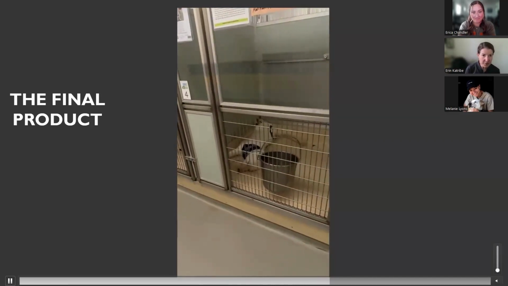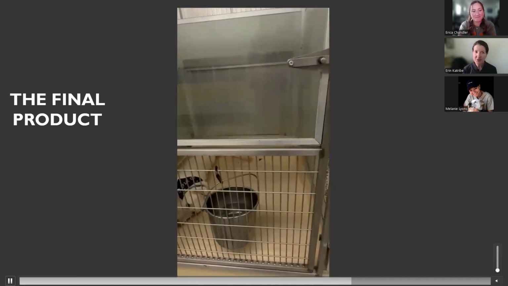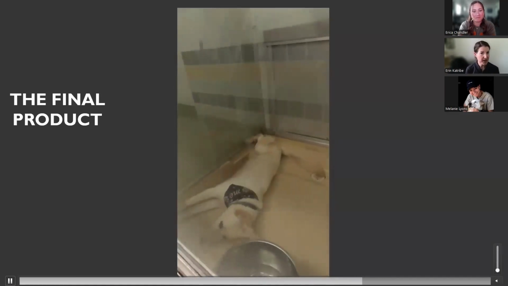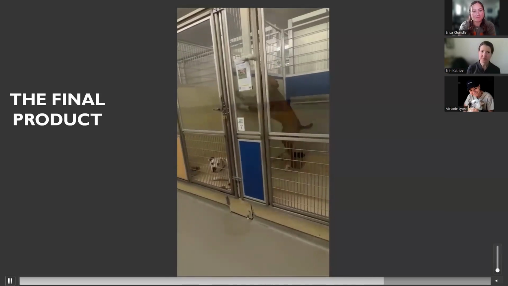Another dog here, sleeping when we walk up. He seems like he's resting comfortably. Same thing. So we're noticing some patterns, right? All the transfer doors are down. The kennels look clean, but there's no bedding and no enrichment.